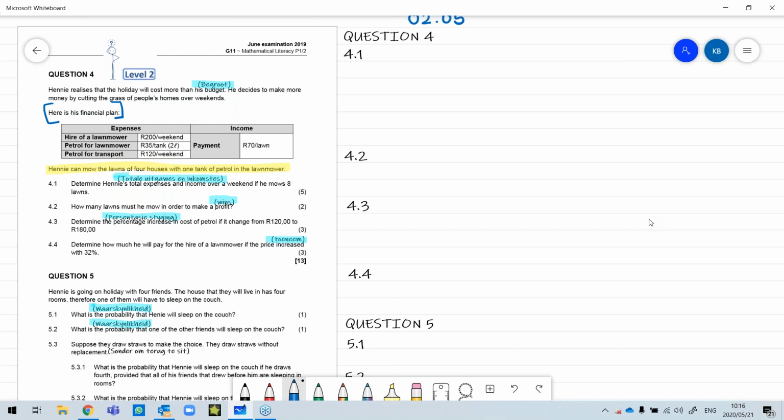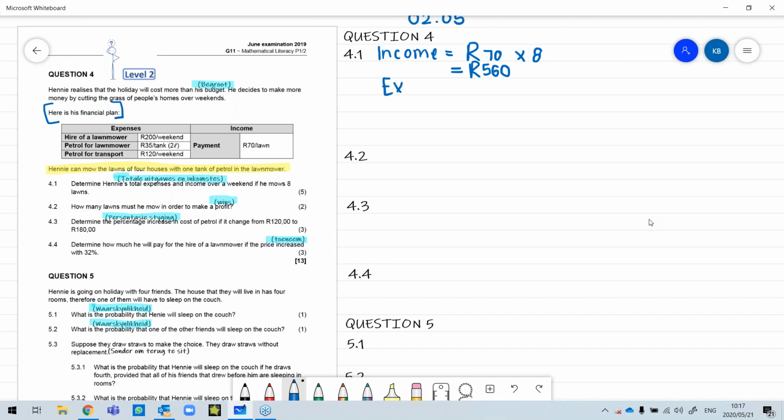Question 4.1. Determine Henny's total expenses and income over a weekend if he mows 8 lawns. So wat is Henny se totale inkomste en uitgawes as hy oor 'n naweek 8 tuine se gras sny? Now first of all, let's do his income. If he charges 70 rand per lawn and he mows 8 lawns, we are going to say 70 times 8, and that is going to give you an answer of 560.